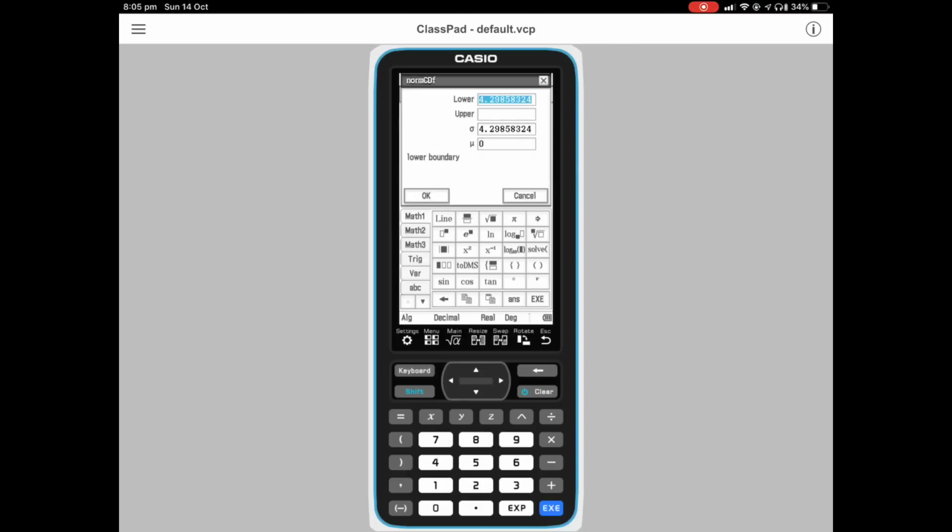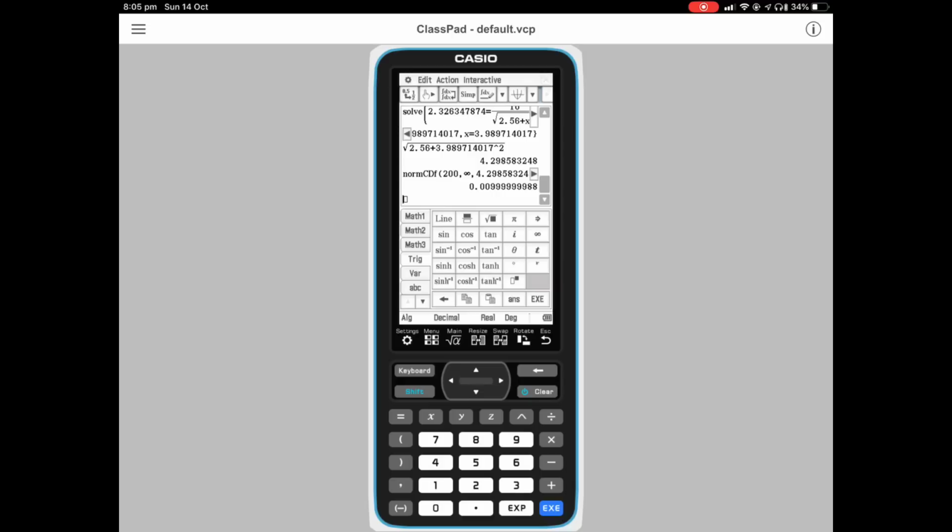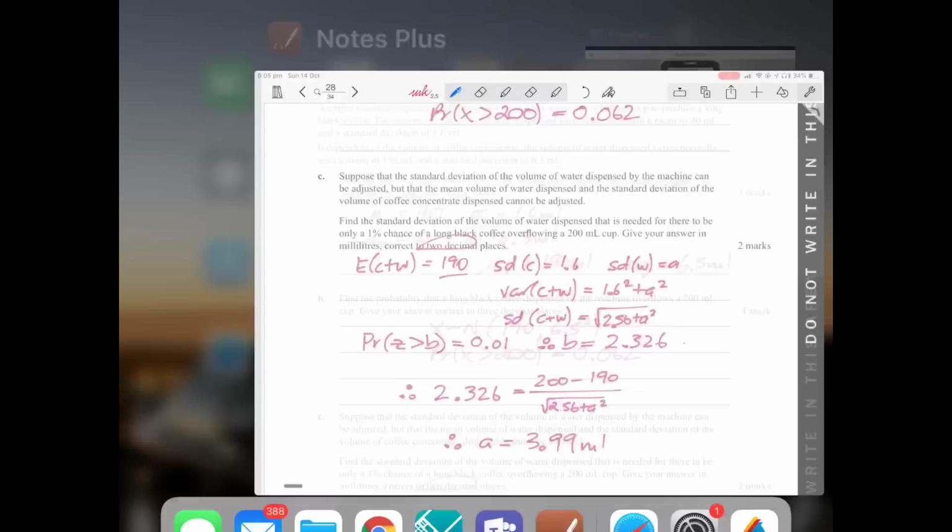4.29858324. My lower is 200. My upper is infinity. And my mean is 190. So this should only be 1%. Perfect. Close enough to 1%. Okay, so I think we did that one right.